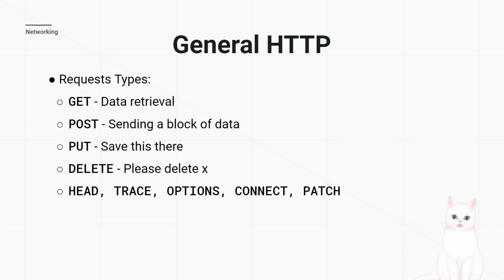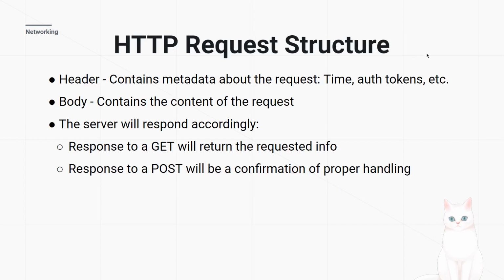DELETE is self-explanatory. You also have things like HEAD, TRACE, OPTIONS, CONNECT, PATCH. These are all in the HTTP spec. However, if your backend engineers tell you to use one of these, feel free to just throw the GitHub database up. Don't bother.